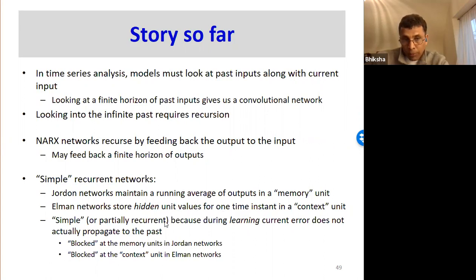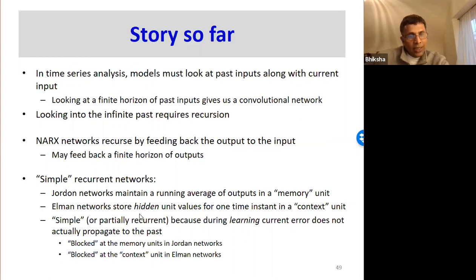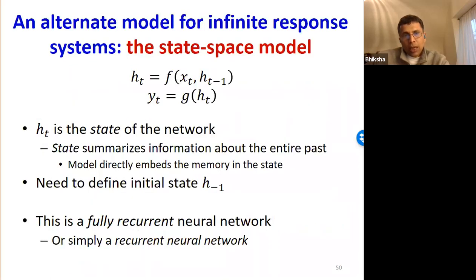And they're simple or partially recurrent because during learning the current error does not actually propagate to the past. So the backpropagation is blocked at the memory units for both Jordan and Elman networks. But then the Elman network gives us a hint of what you could be doing. And this is actually a simpler and a better model for recurrence. And this is the state space model.